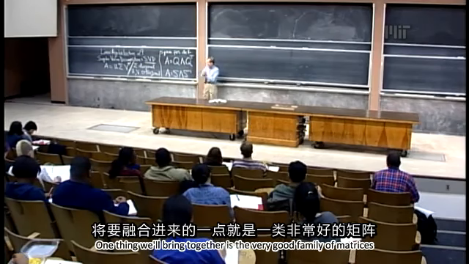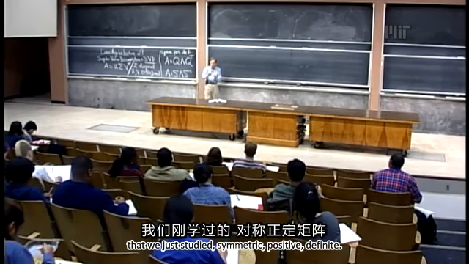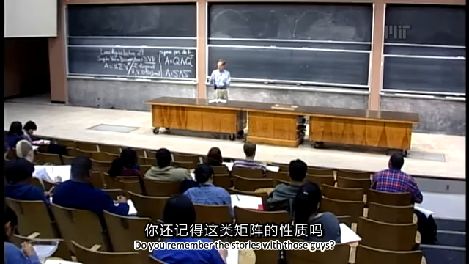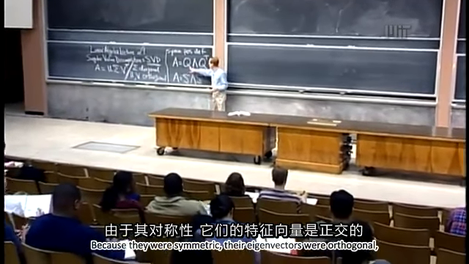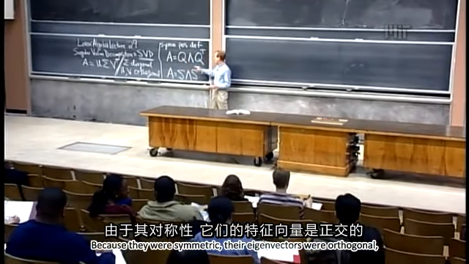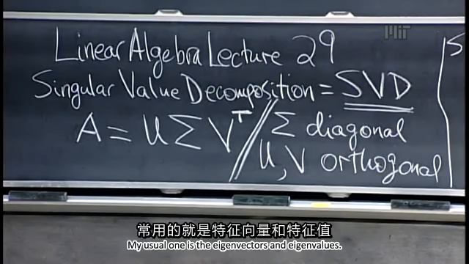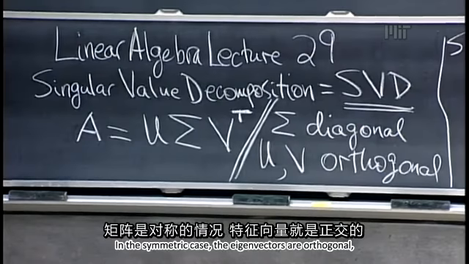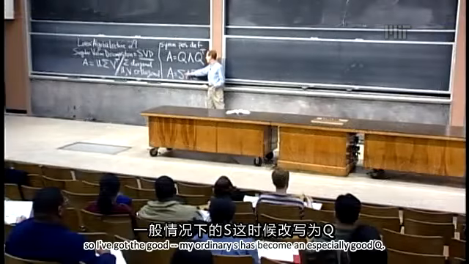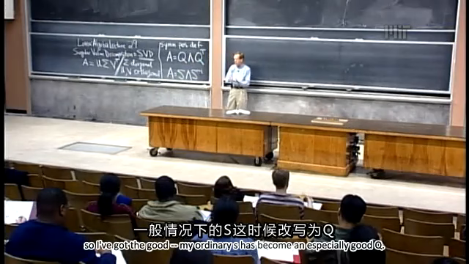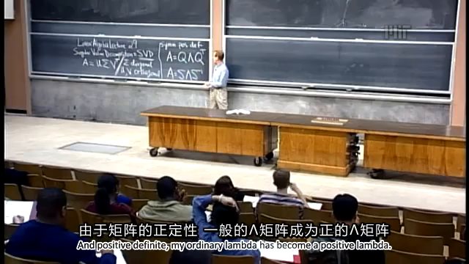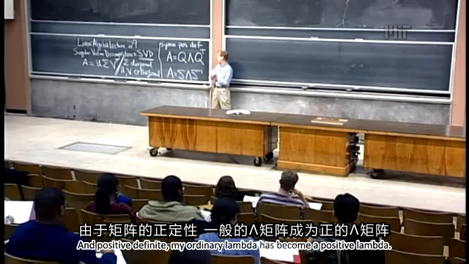One thing we'll bring together is the very good family of matrices that we just studied, symmetric, positive, definite. Do you remember the story with those guys? Because they were symmetric, their eigenvectors were orthogonal, so I could produce an orthogonal matrix. My usual one is the eigenvectors and eigenvalues. In the symmetric case, the eigenvectors are orthogonal, so my ordinary S has become an especially good Q, and positive definite, my ordinary lambda has become a positive lambda.